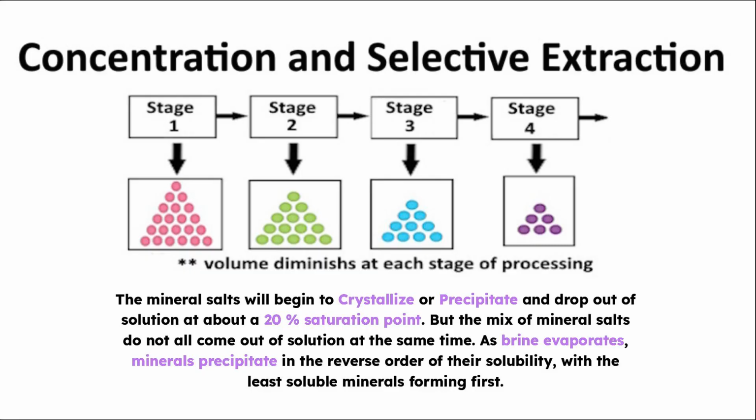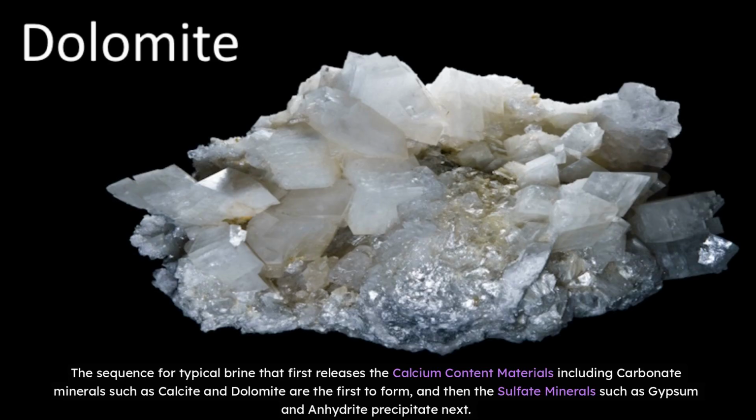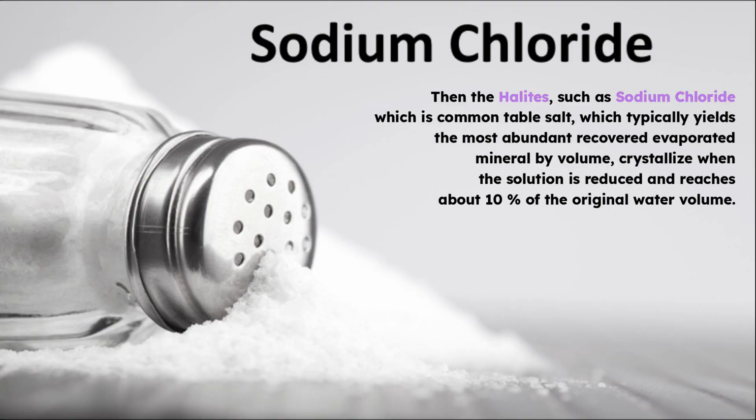As brine evaporates, minerals precipitate in the reverse order of their solubility, with the least soluble minerals forming first. The sequence for typical brine that first releases the calcium content materials including carbonate minerals such as calcite and dolomite are the first to form, and then the sulfate minerals such as gypsum and anhydrite precipitate next. Then the halides, such as sodium chloride which is common table salt, which typically yields the most abundant recovered evaporated mineral by volume, crystallize when the solution is reduced and reaches about 10% of the original water volume.